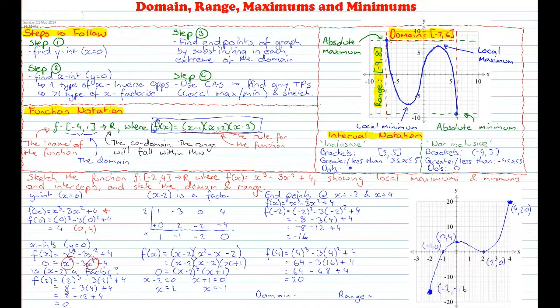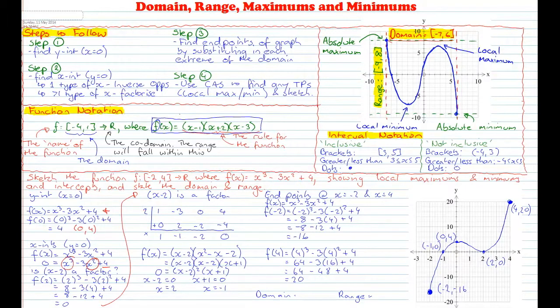So I've had a look at the number 4 and I've said, I know that 2 goes into 4, so let's see if x minus 2 is a factor. To do that I've gone f of 2 is equal to 2 cubed minus 3 times 2 squared plus 4. And 2 cubed is 8, 2 squared is 4, so you get negative 3 times 4 plus 4. Negative 3 times 4 is negative 12, so you get 8 minus 12 is negative 4, plus 4 is equal to 0. Yes, x minus 2 is a factor. So I bring that up here and I've written x minus 2 as a factor.